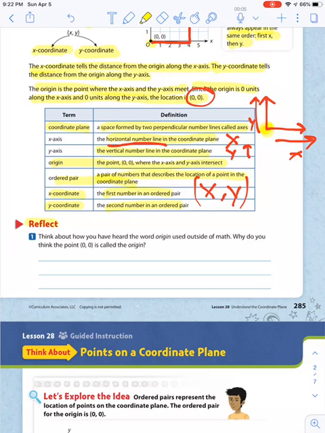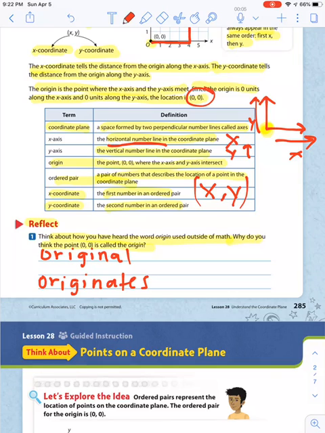All right, time to reflect. Think about how you've heard the word origin used outside of math. Why do you think the point 0, 0 is called the origin? Well, to me, when I just hear it, let alone see the word origin, I always think of the word original. Also, upon reading, especially a lot in social studies or in science too, where species have originated. And originated is where they all began, where it started. And if it's the original of something, it has to start somewhere. That's where it started. So I'll kind of write that word too, originates.